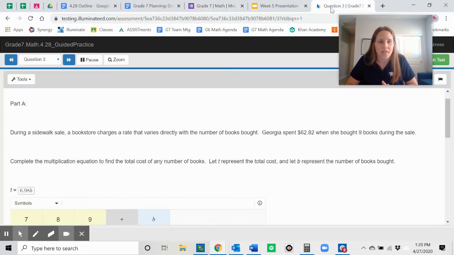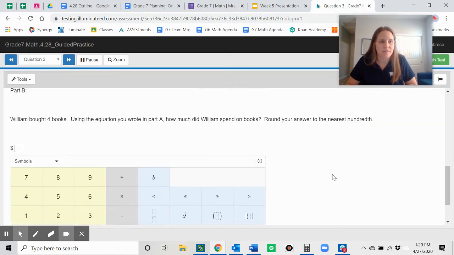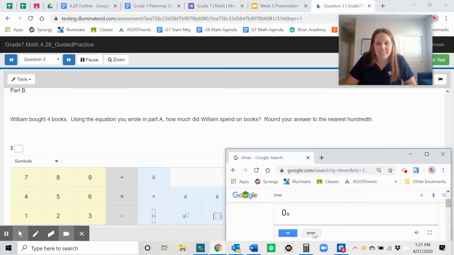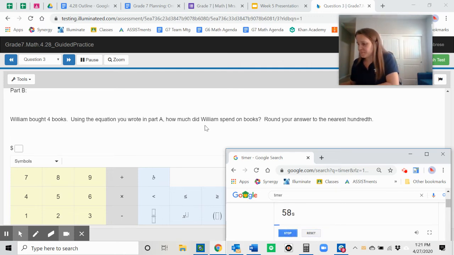Okay. All right, let's look at part B for this question. William bought 4 books. Using the equation you wrote in part A, how much did William spend on books? Round your answer to the nearest hundredth. You have 1 minute. Go. So using your equation, I would rewrite that equation from part A and use it to help you on part B.